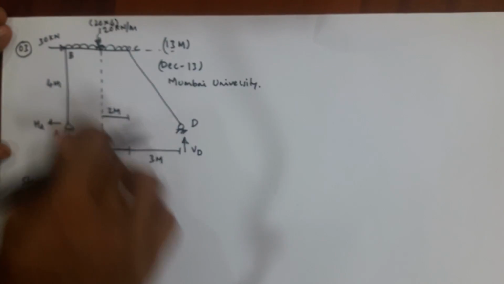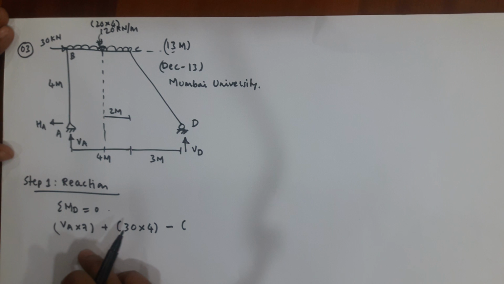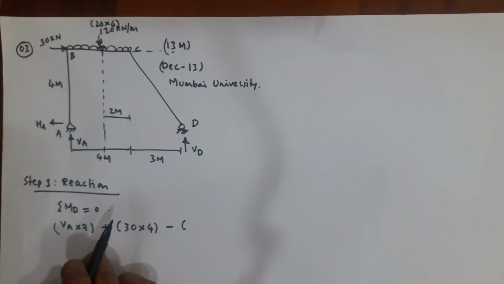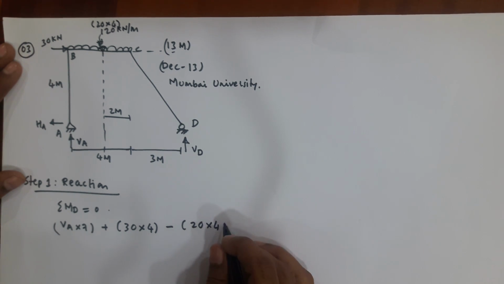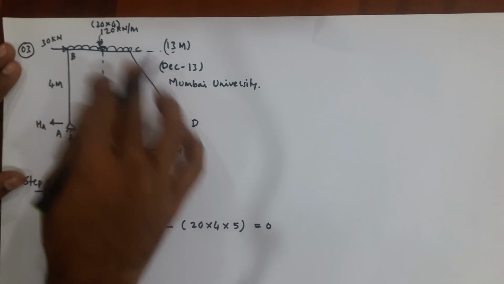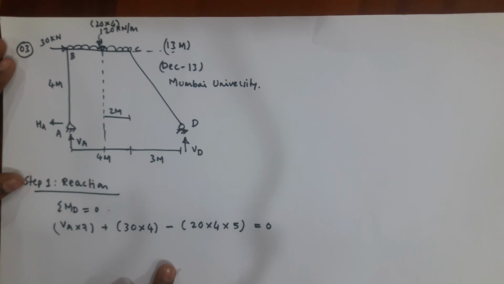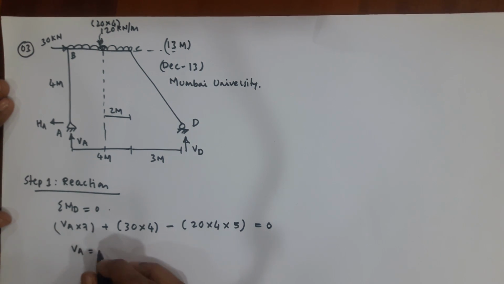Okay, and this will create an anti-clockwise moment. So minus, the sign convention for anti-clockwise moment when we are following a direction left to right, 20 into 4, which is the total load, into the perpendicular distance with respect to point D which is 5, equal to 0. You do not have any other forces than this. So VA you are getting is equal to 40 kilonewton.